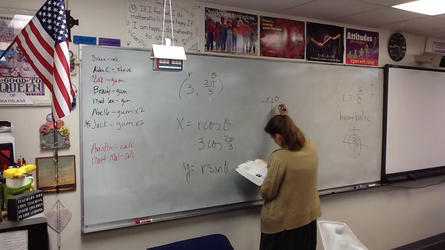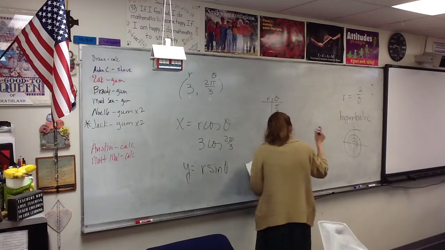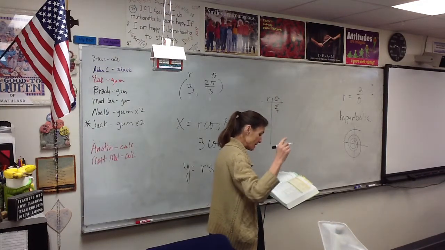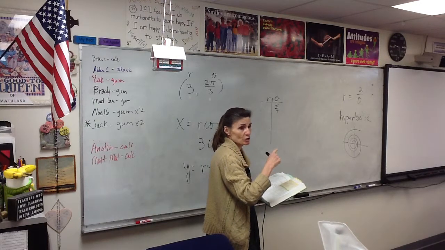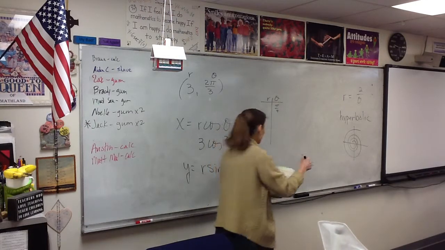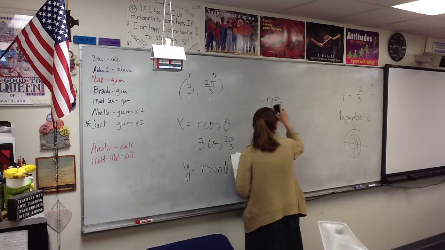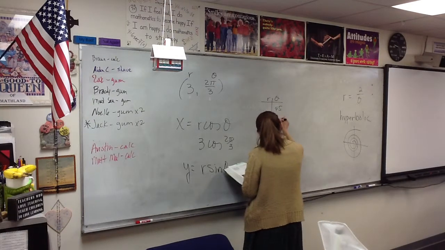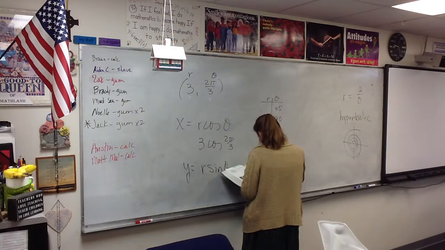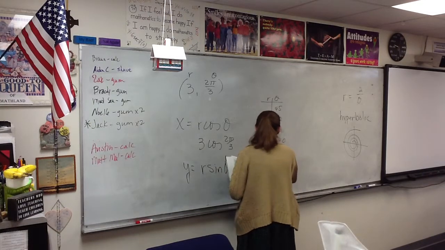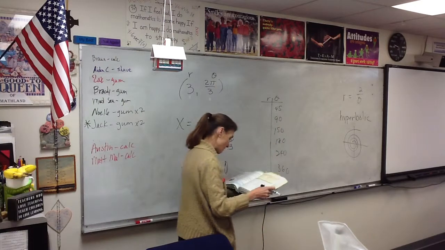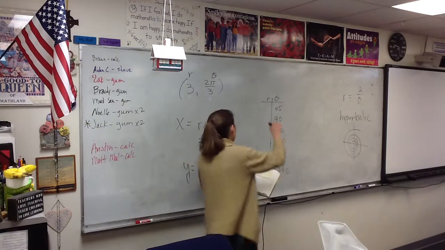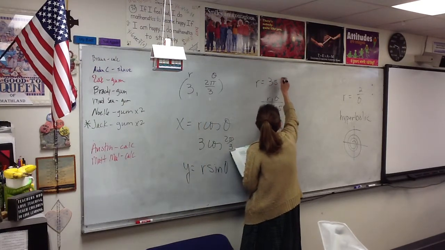And they're saying theta is pi over 4. Now, again, just like with Madeline, if you're more comfortable in degrees, then instead of pi over 4, it would be 45. And 90, and 150, 180, 240, and 360. So these are the theta values that they gave me, and I'm graphing 3 sine theta.